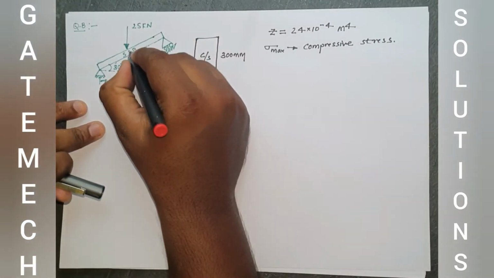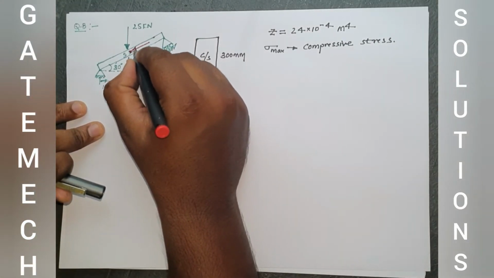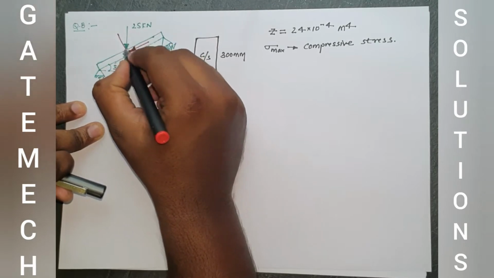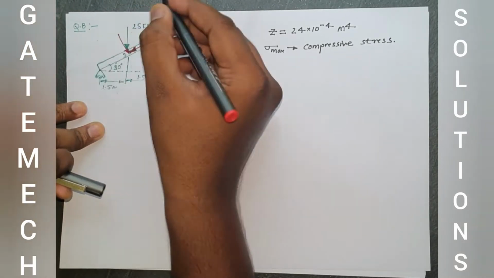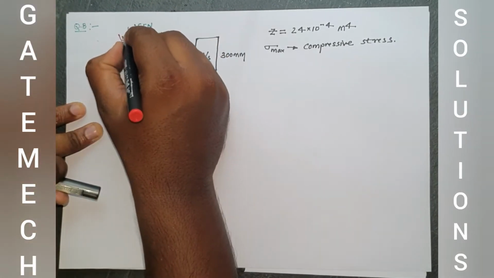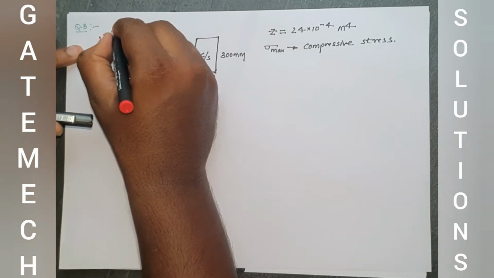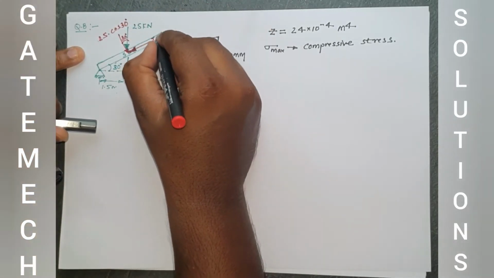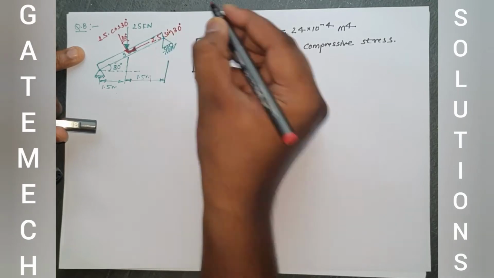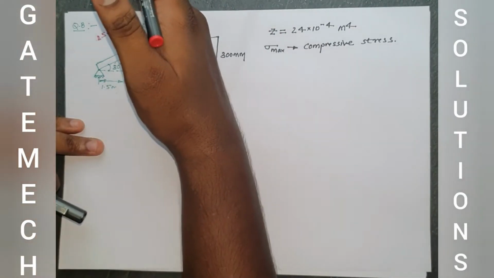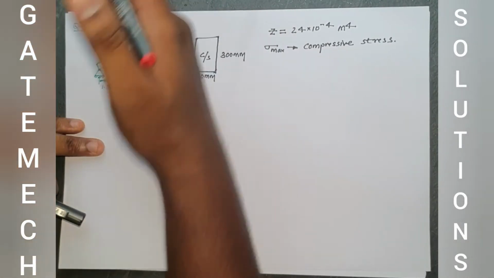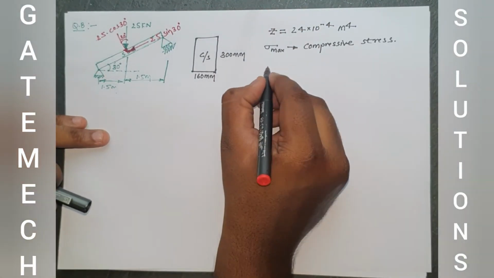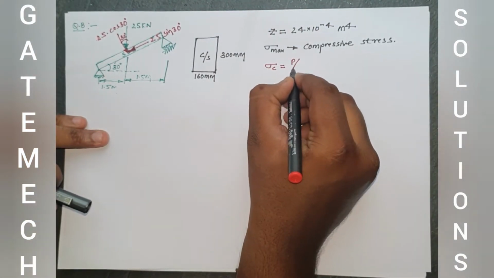If you resolve this inclined force into two components, one is along the beam, the second one is perpendicular to the beam. If this angle is 30 degree, this angle will also be 30 degree. Then this will be 25 cos 30 and this will be 25 sin 30. Because of 25 sin 30, at any section, the cross section is subjected to a direct compressive force with a magnitude of P by A.